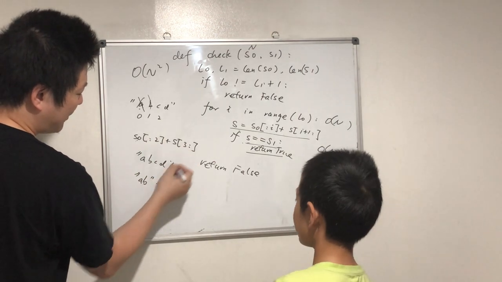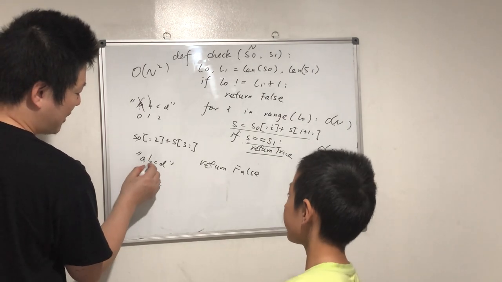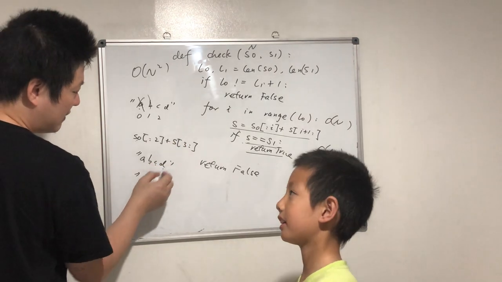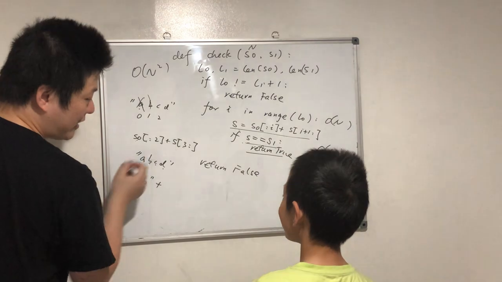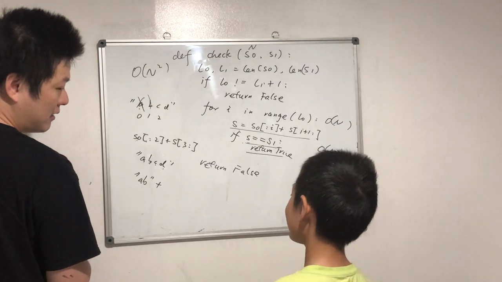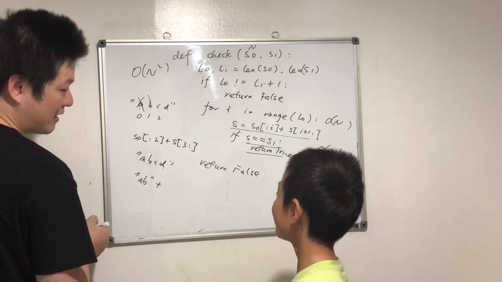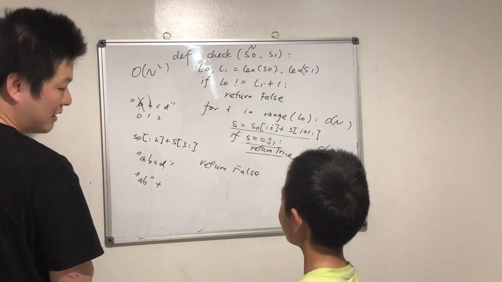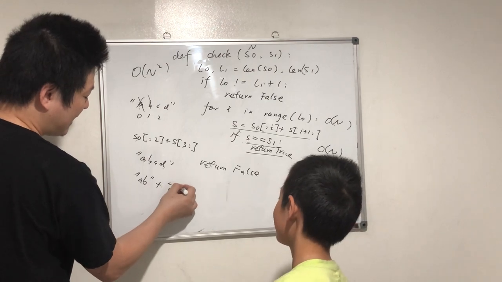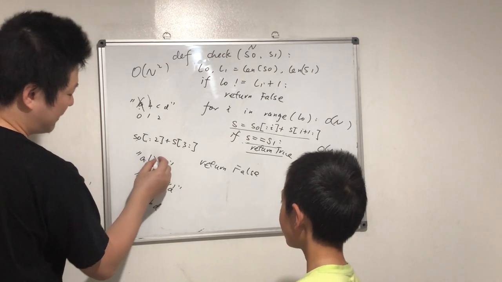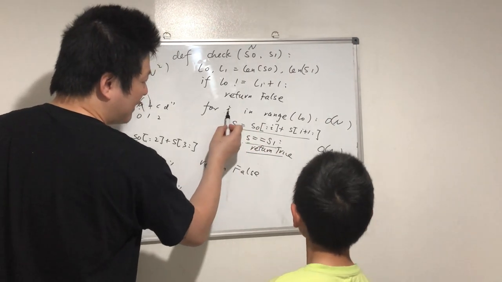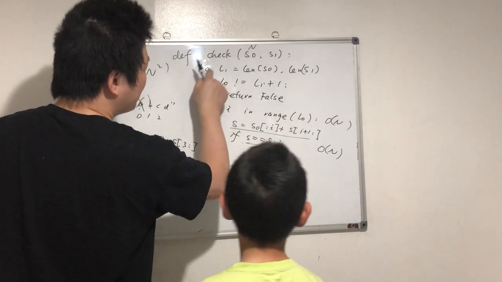Plus S0 from 3 is what? Indices 0, 1, 2, 3. What's index 3? It's D. Start from D, which is just D. So you add it together: A, B, D. That's what it means by deleting character C. Got it? That's what it means. And i iterates from 0 to the length of S0.